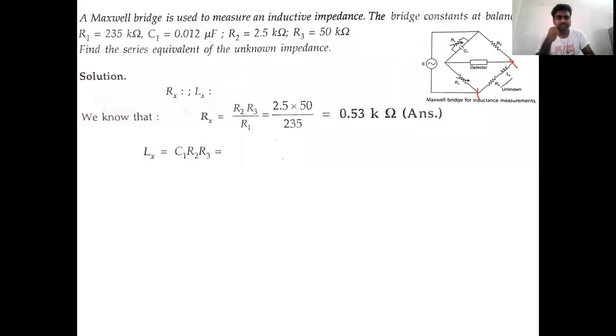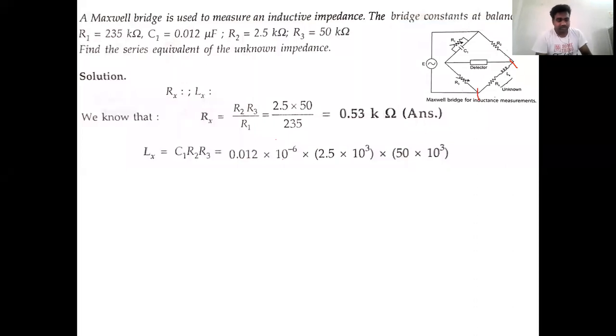C1 is nothing but the capacitance, already known, that is 0.012 microfarad, and R2 is 2.5 kilo ohm, and R3 is 50 kilo ohm. If we substitute the values, 0.012 into 10 to the power of minus 6, microfarad is converted into farads, and kilo ohms are converted into ohms. That is 2.5 into 10 to the power of 3 into 50 into 10 to the power of 3.